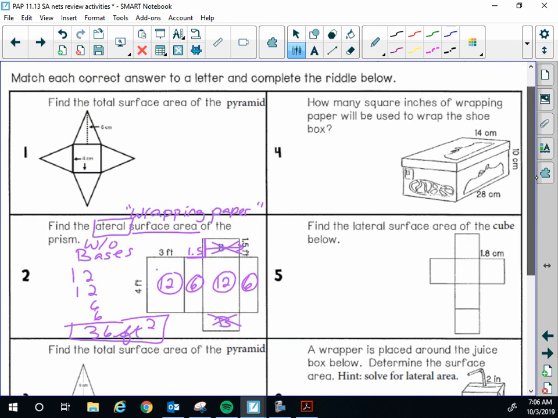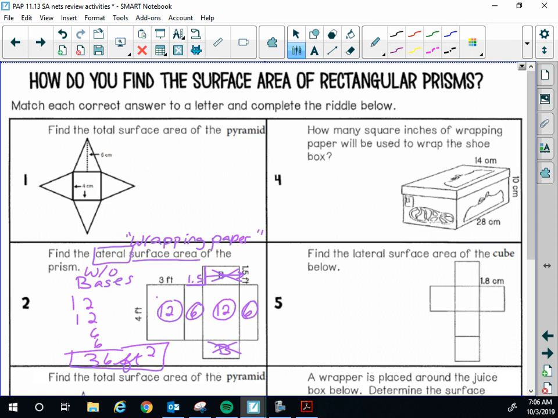We're going to go up here, and we're going to do this square pyramid. Okay, so this time it's asking us for the total surface area of the pyramid. You need to break it down into its parts of the base, which is a square. So the square is just 4 times 4, which is 16. And then you've got your triangles.